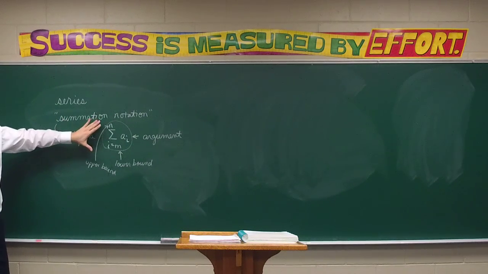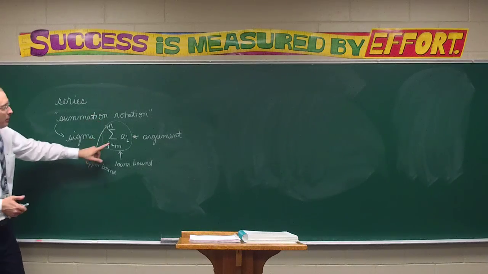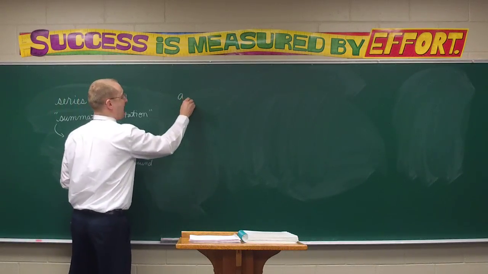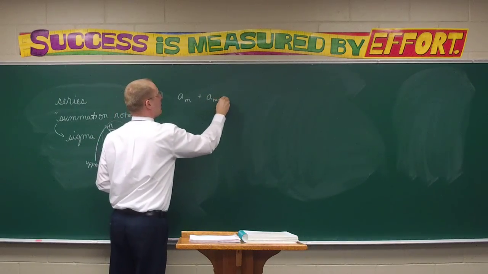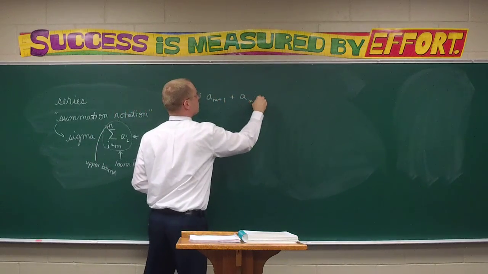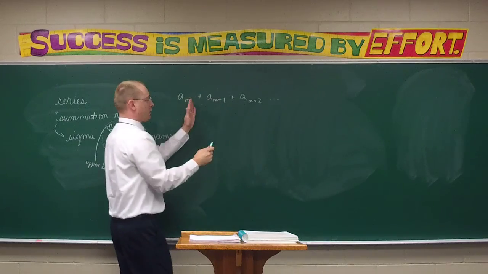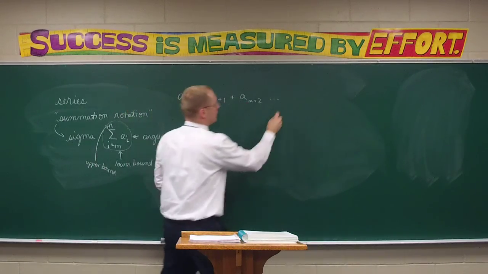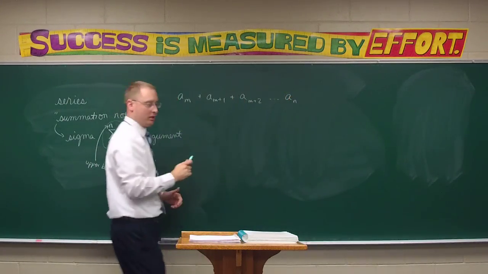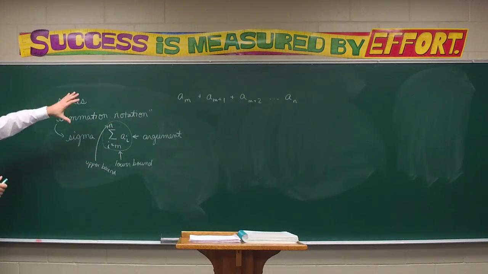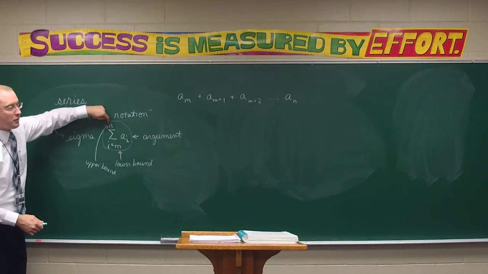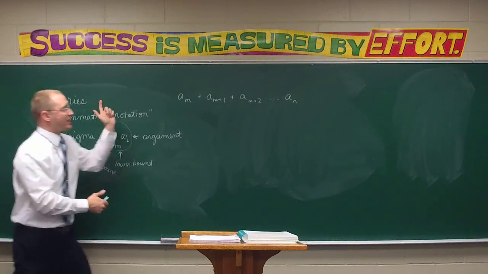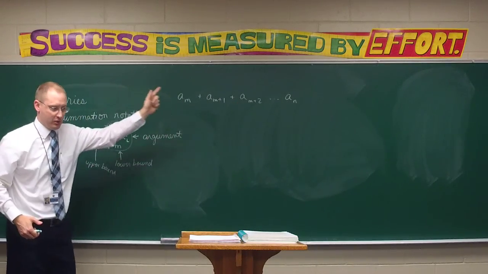Let me show you what this means. You don't need to write this in your notes because it's a little wordy. But literally, you're going to plug in a sub m. Then you're going to plug in a sub m plus 1. Then a sub m plus 2. You're just going to keep getting bigger and bigger terms until eventually you get to a sub n. And then you stop. And you're going to add all the numbers together.